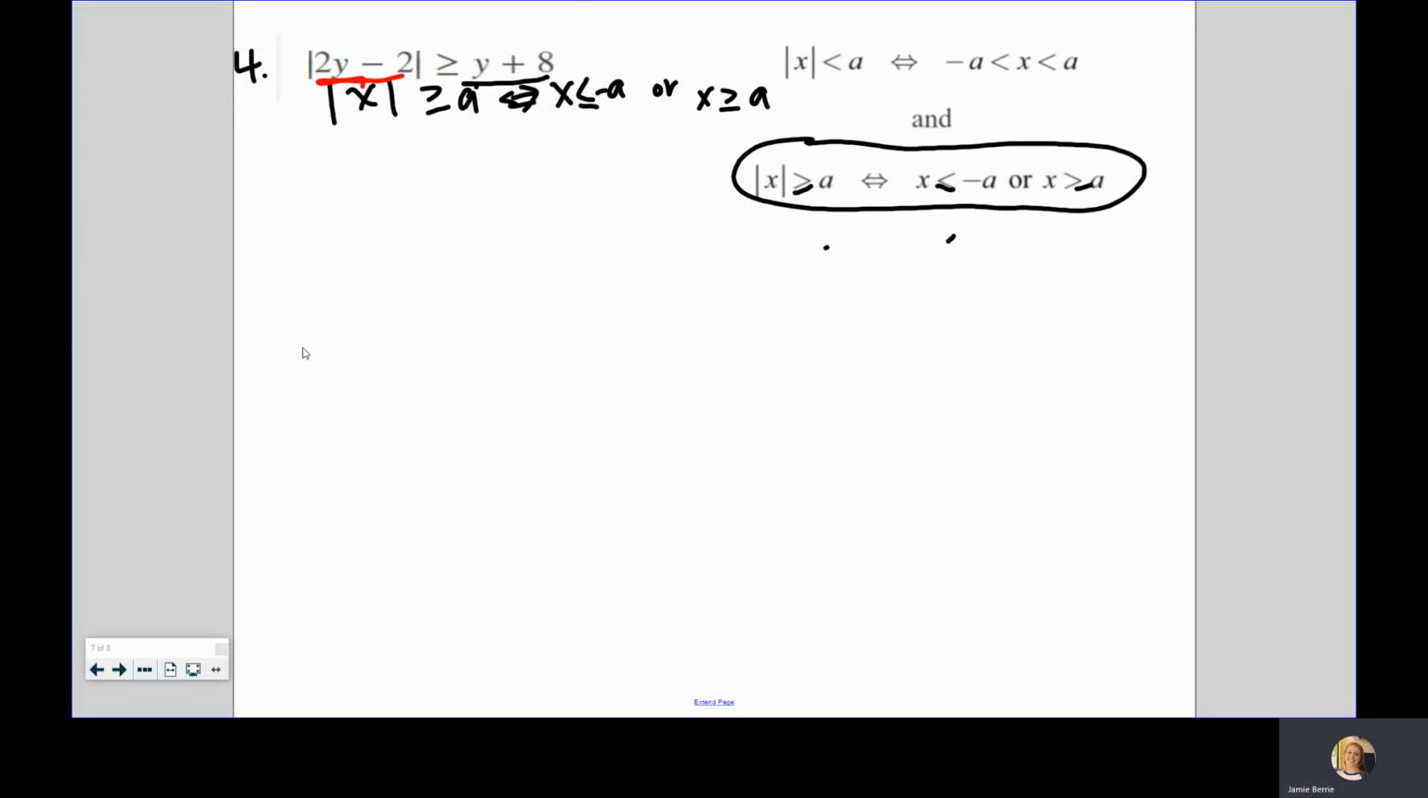X gets replaced by 2y minus 2. So 2y minus 2 is less than or equal to negative a, which is negative y plus 8, or x is greater than or equal to a, so 2y minus 2 is greater than or equal to positive a, which was again y plus 8. All right, so let's go over here to the left-hand side.